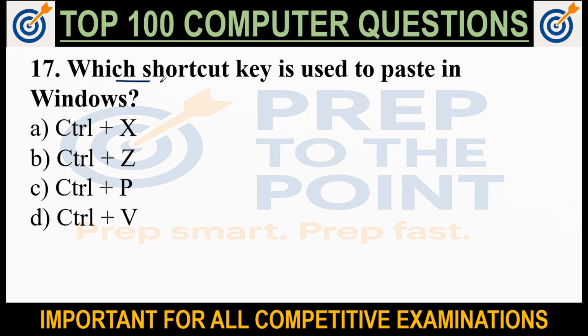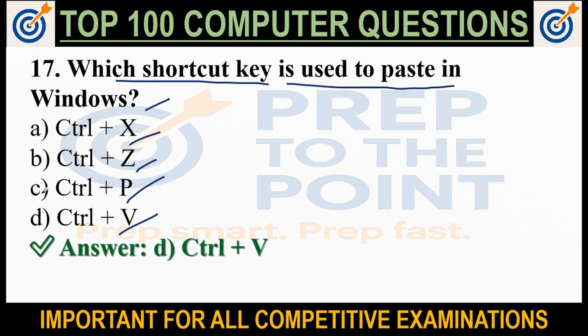Which shortcut key is used to paste in Windows? Ctrl X, Ctrl Z, Ctrl P or Ctrl V? Right answer is Ctrl V. We all know that Ctrl X is used for cut, Ctrl Z for undo, Ctrl P for print and Ctrl V for paste.